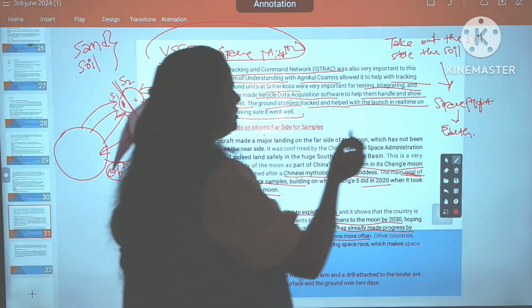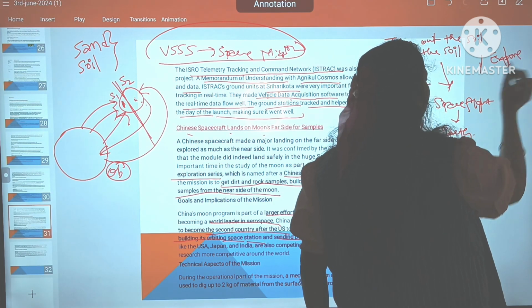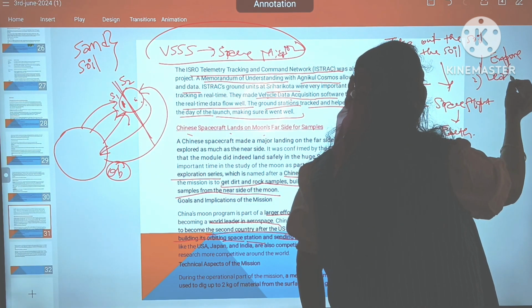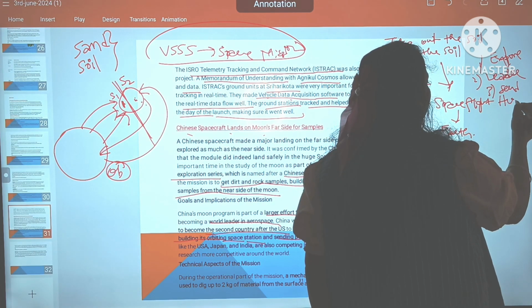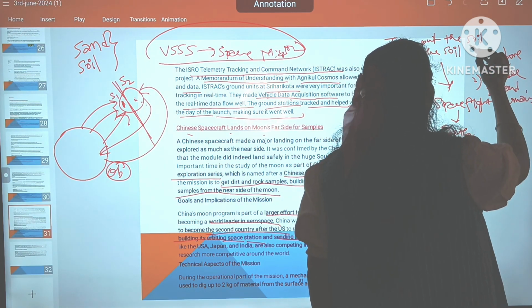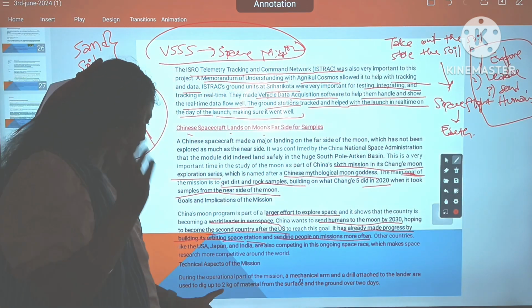So the first goal is explore. Okay, second goal is to become leader. Third goal is send humans. These 3 goals you have to remember.